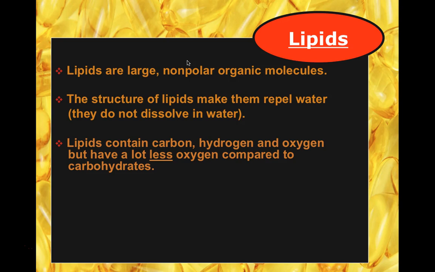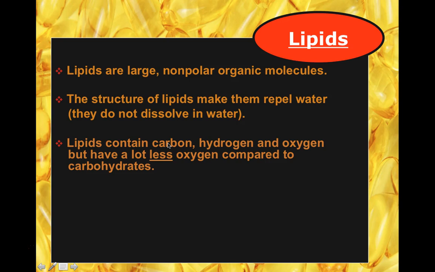The elements that make up lipids are carbon, hydrogen, and oxygen, which are the same elements that make up carbohydrates. The difference in structure between carbohydrates and lipids is that even though they have the same elements, they do not have that ratio of 1 to 2 to 1 like carbohydrates do. There are a lot fewer oxygen atoms in lipids in comparison to the hydrogen and carbon.